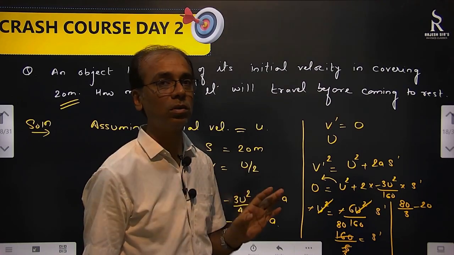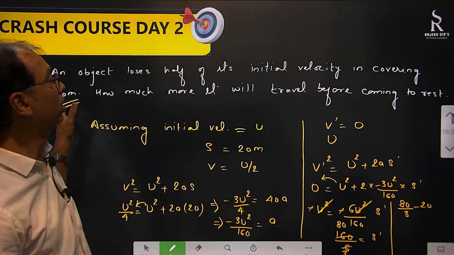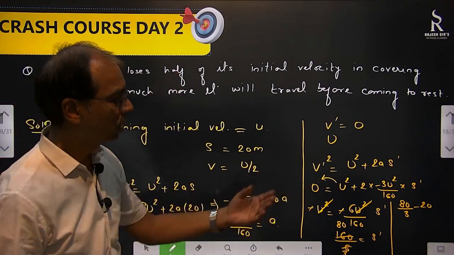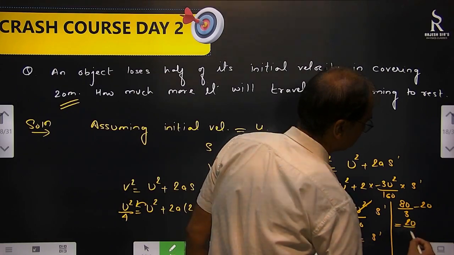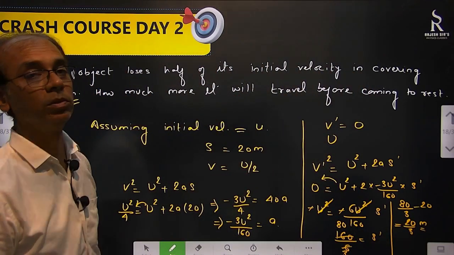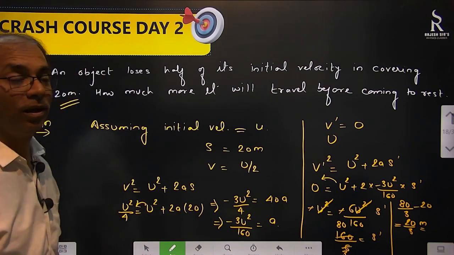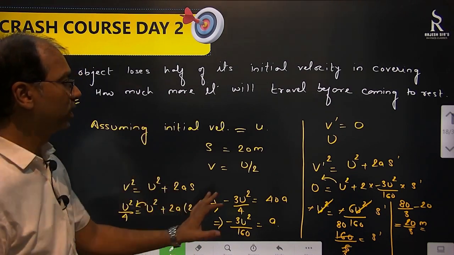But he is not asking total, he is asking how much more. 20 it has already traveled over here. After that, how much more? So 80 by 3 minus 20. What's going to come? 20 by 3. Remember, 80 by 3 also will be there as an option. Okay. So here the answer is what? 20 by 3. I hope everything is clear.